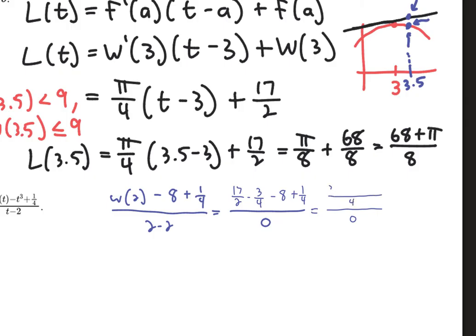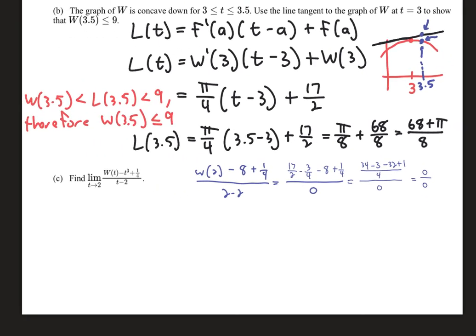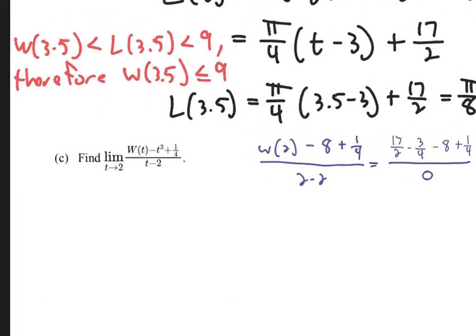Okay, 17 is 34 over 4 minus 3 over 4 minus 8, which is 32 over 4 plus 1 over 4. And then we can see that does equal 0. The top is 0, so 0 over 4, that's 0 over 0. Okay, so that means we can use L'Hopital's rule.